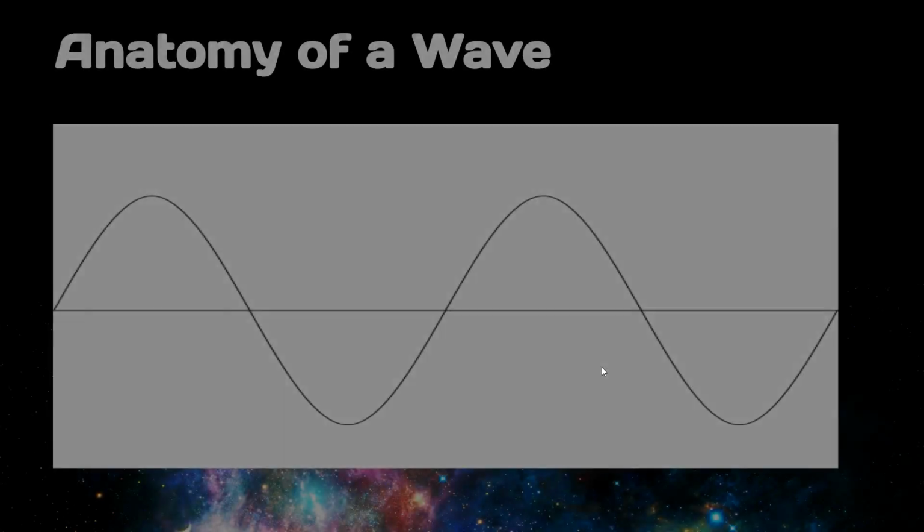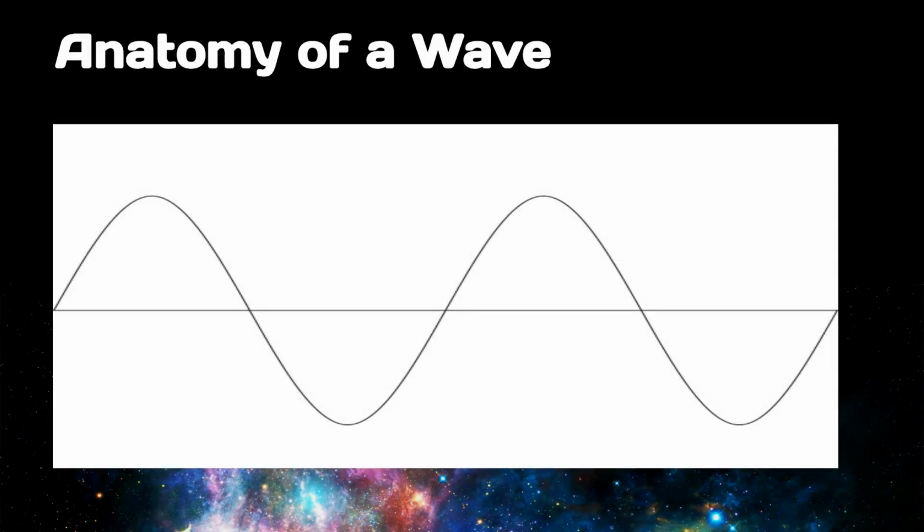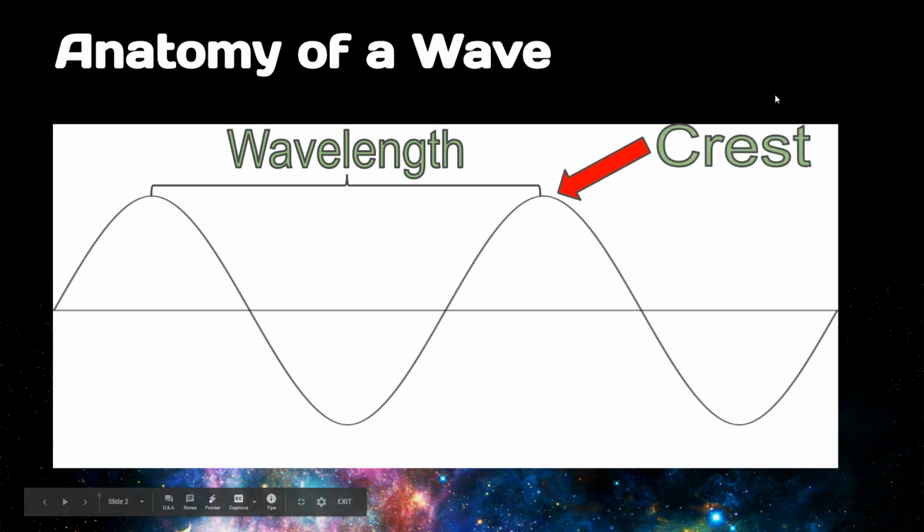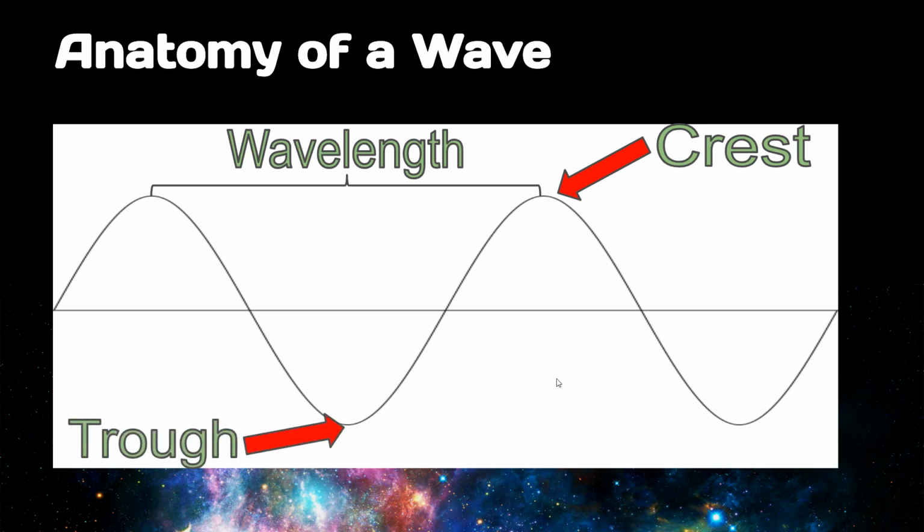And first of all, we'll talk about the anatomy of a wave. So this is a wavelength. Let's say that this whole white box is 1 second. The way you measure wavelength is from top to top or from bottom to bottom. The tops are called the crests. Think of an actual ocean wave cresting before it falls over. That's the top. The bottoms are called the troughs.